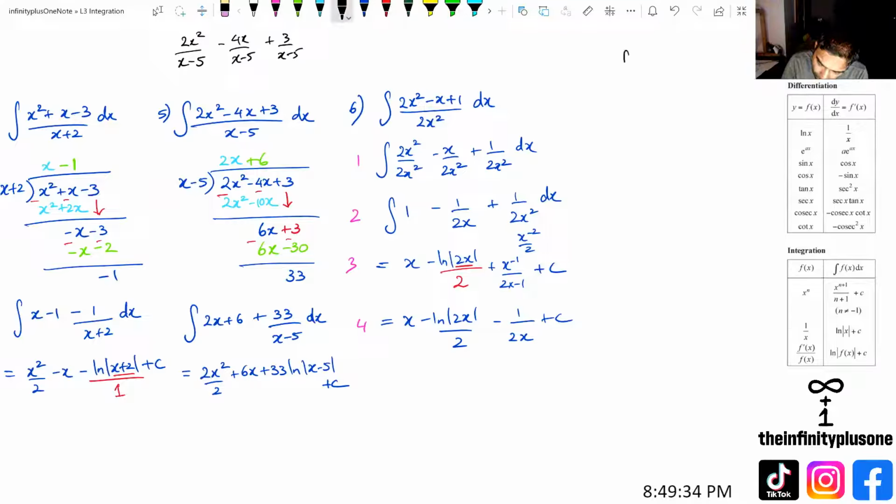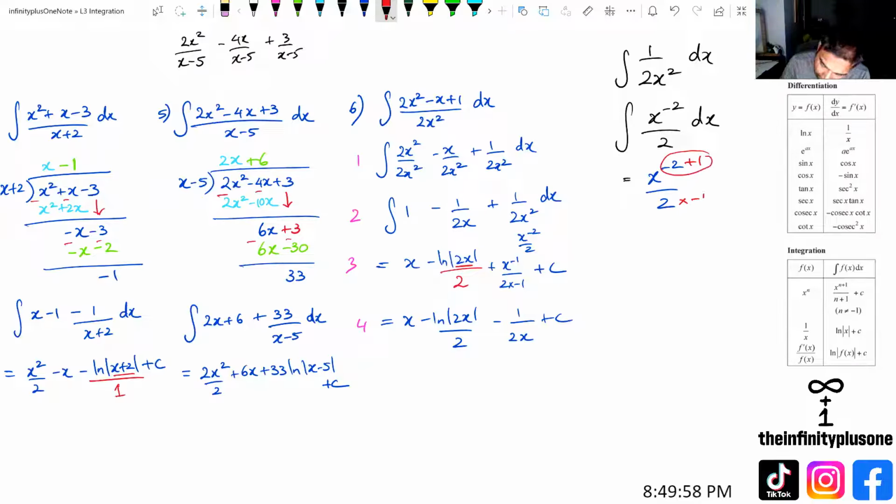integral of 1 over 2x squared dx. We write this as integral of x to the power of minus 2 over 2 dx, which then equals, we would go x to the power of minus 2 over 2, we would add 1 to the power and multiply by the new power. So the new power is -1, and we're going to get x to the power of -1 over -2, which is the same thing as saying negative x to the minus 1 over 2, which is the same thing as saying -1 over 2x.